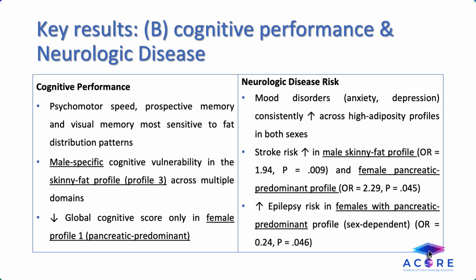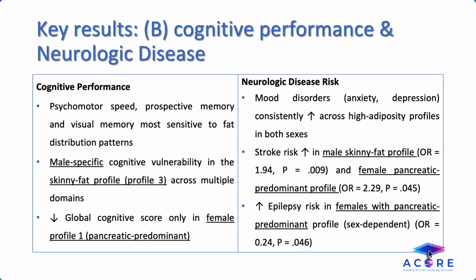Turning to cognitive performance, psychomotor speed, prospective memory, and visual memory appeared most sensitive to differences in fat distribution patterns. A clear male-specific vulnerability was observed in the skinny fat profile, or profile 3, across multiple cognitive domains. In contrast, reduced global cognitive score was observed only in women with the pancreatic predominant profile.